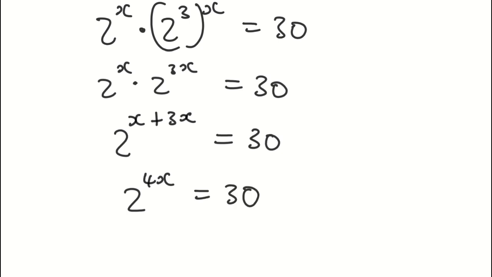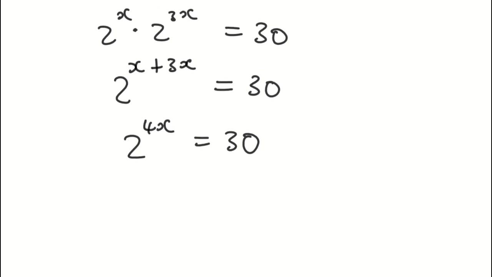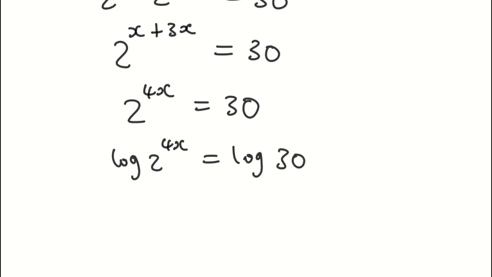What is going to be the next thing? Now, because I need to get the value of x, I will have to take the logarithm of both sides. So I can have this 4x come down here using one of the laws of logarithms. So let us apply logarithm to both sides. So it's going to be log 2 raised to 4x is equal to what? Log 30. Are you with me?